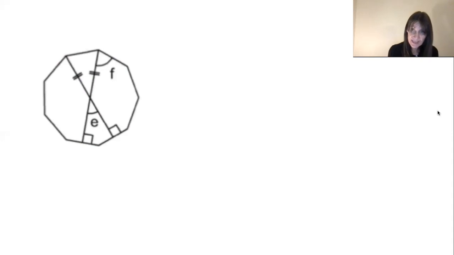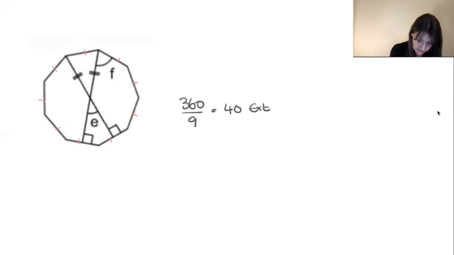So the first thing I'm doing is counting the number of edges. So I've got 1, 2, 3, 4, 5, 6, 7, 8, 9-sided shape there. So I'm going to be doing 360 divided by 9. That gives me 40, which is my exterior angle. And I'm going to choose to mark this on. I could choose anywhere I like. I'm going to go over here just to start off with, because I'm not sure yet how I'm going to use it in the diagram.